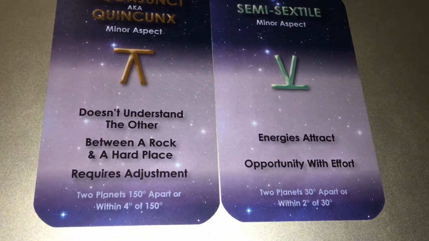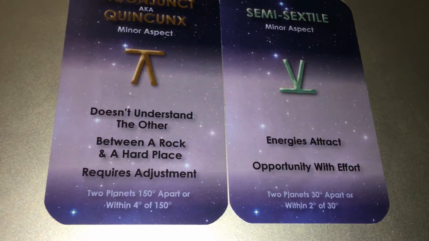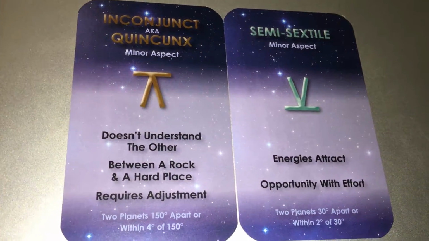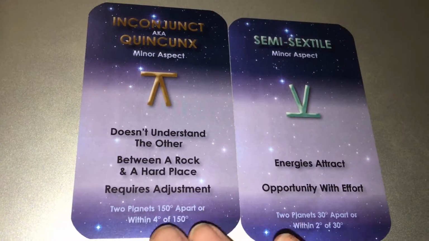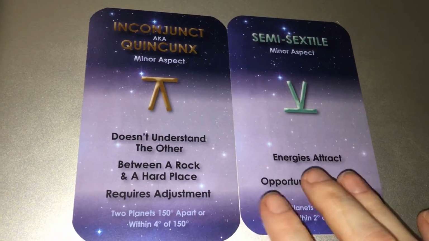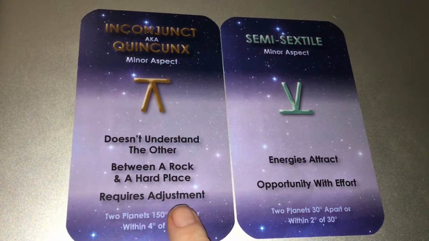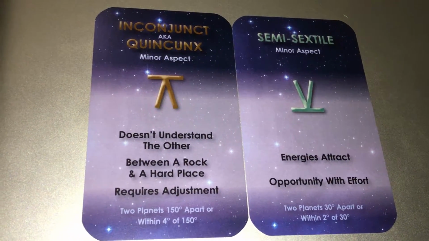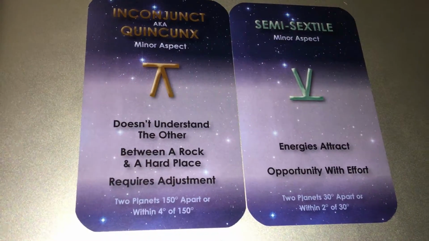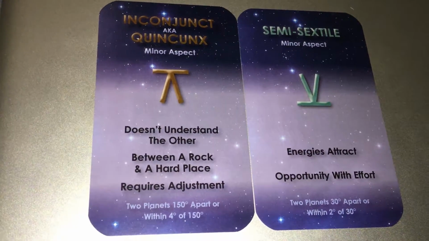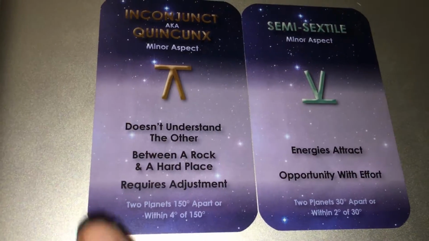In health diagnoses, this often comes up as a mystery diagnosis, or when they cannot figure out what's going on. In general, Inconjuncts cannot figure out what's going on. It does not understand the other person. If you have this aspect with your Mercury and your Venus with your partner, it is going to make the relationship very, very difficult, and it's something that you're going to have to work on.